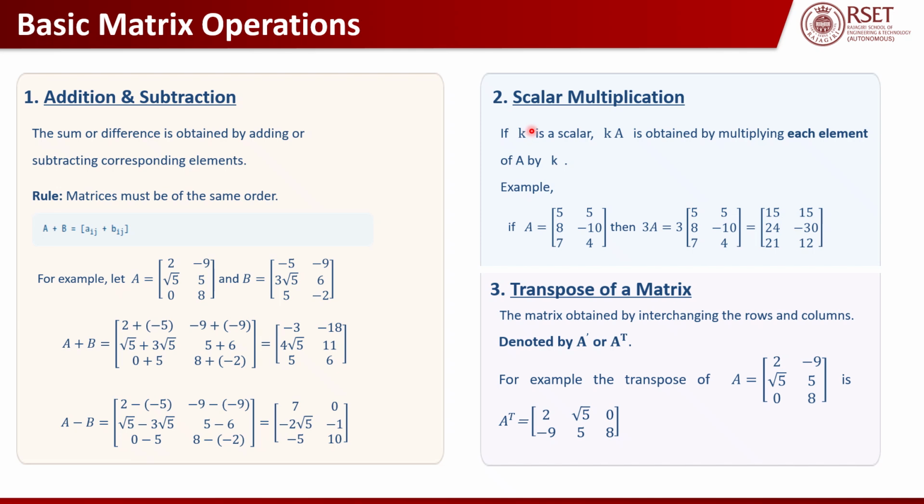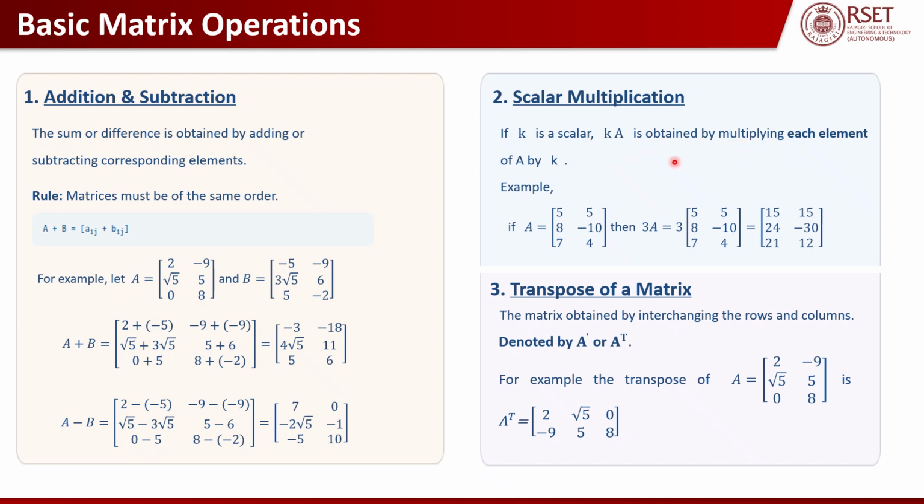The next basic matrix operation is scalar multiplication. Here we are not multiplying two matrices, we are multiplying by a scalar k. The scalar can be a number or any constant like that. It has only magnitude, that's why we call it a scalar. Let k be a scalar. What is k multiplied to a matrix A?